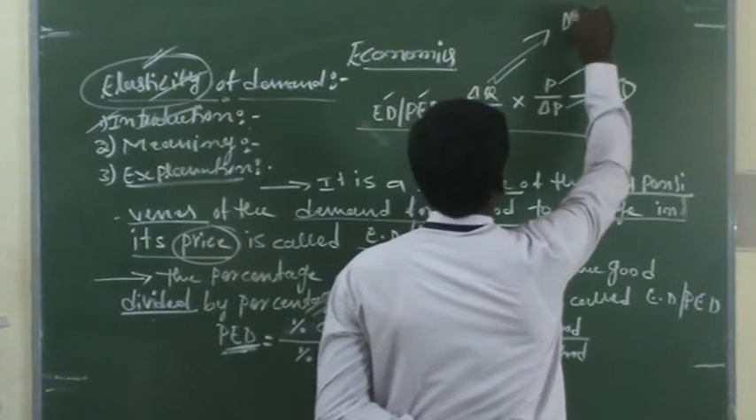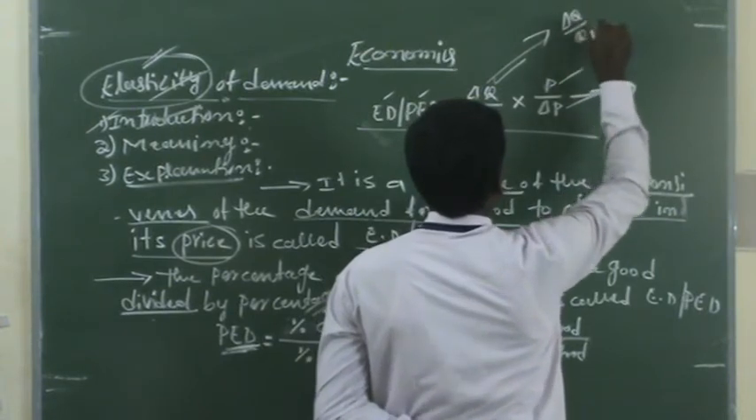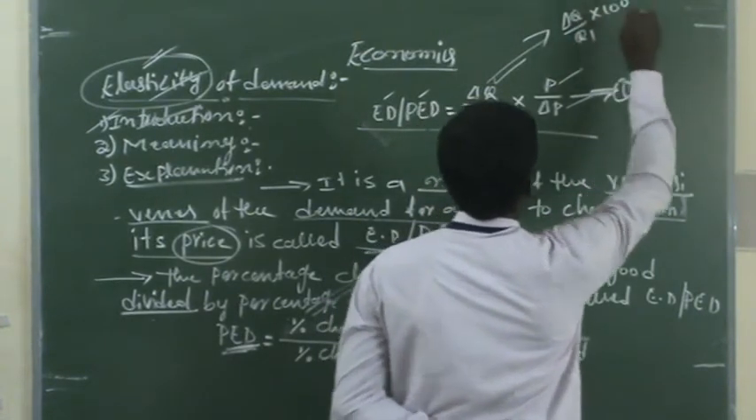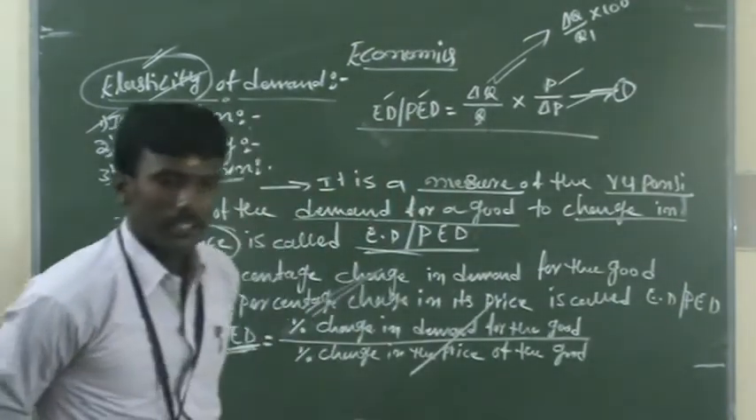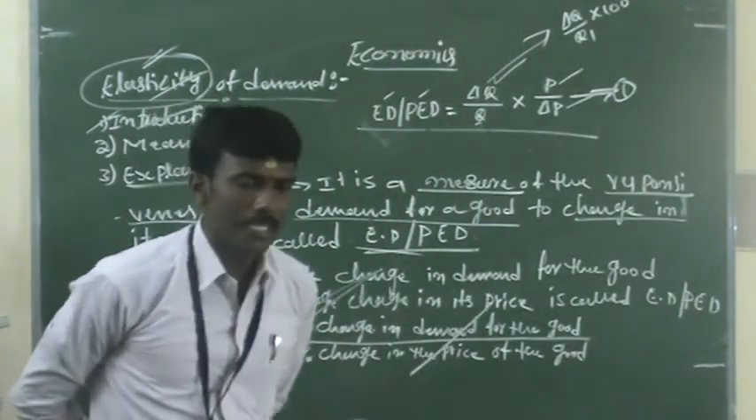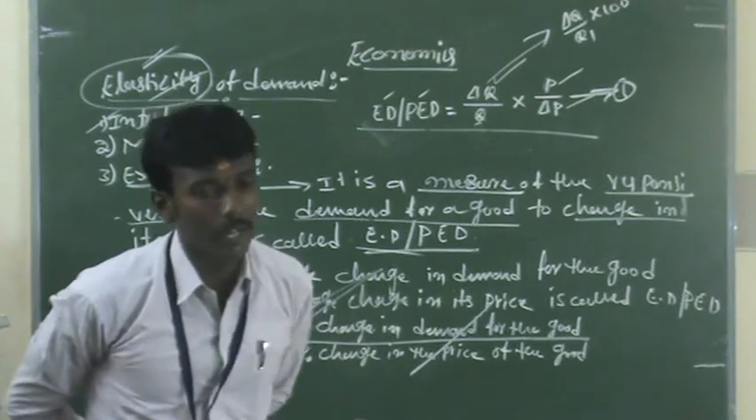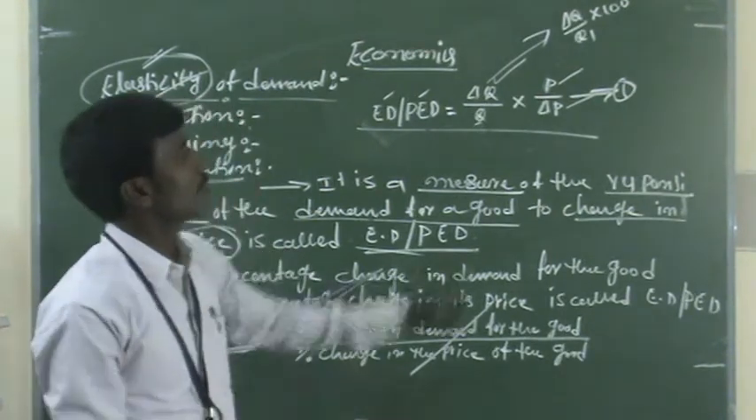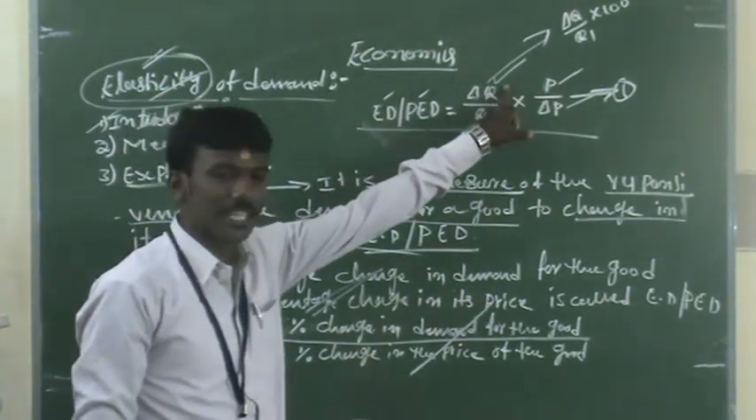Delta Q divided by Q1 into 100. This is the formula to calculate the percentage change in quantity of demand.